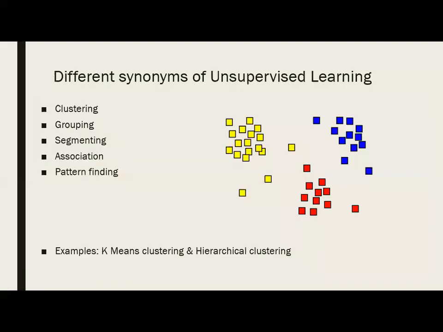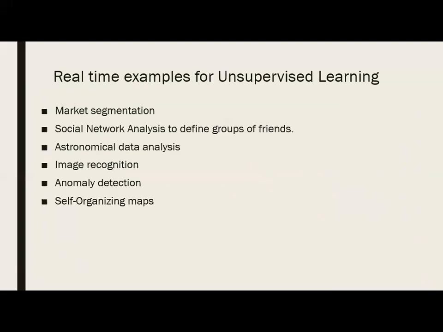So, different synonyms of unsupervised learning. You might have heard these terms: clustering, grouping, segmenting, association, pattern finding. And there are different kinds of ML algorithms for unsupervised learning, such as k-means clustering and hierarchical clustering. These are very technical and mathematical concepts we need to see in later stages. However, it's better to know about these terminologies.